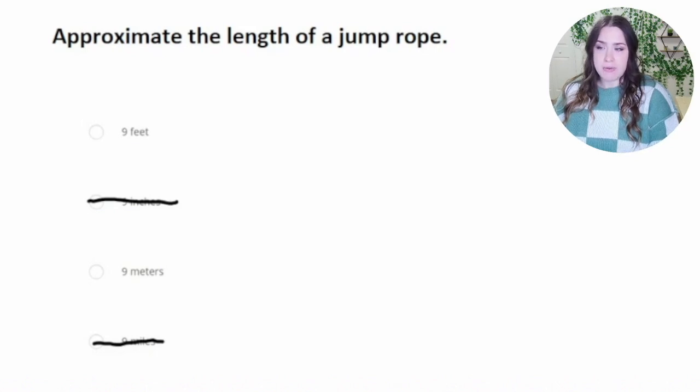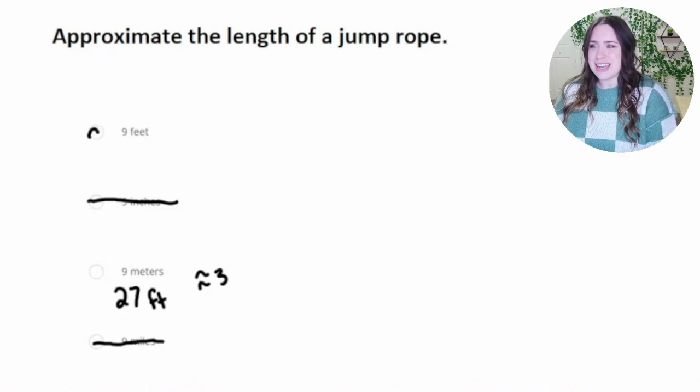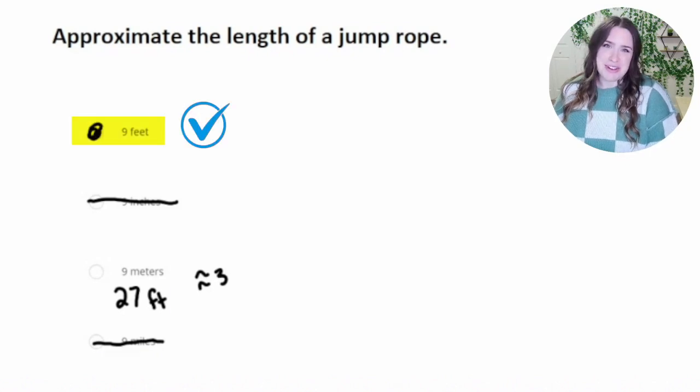Now something helpful to keep in mind is that there's approximately 3 feet in 1 meter, which means that this answer choice is equivalent to about 27 feet. So if we had to choose between 9 feet and 27 feet for the length of a jump rope, hopefully it's clear to see that 9 feet would be the correct answer.